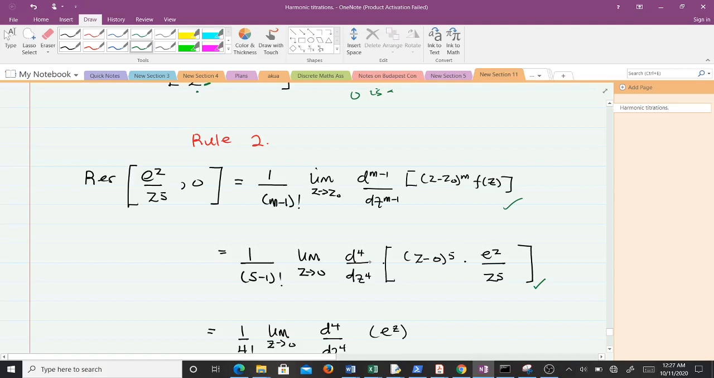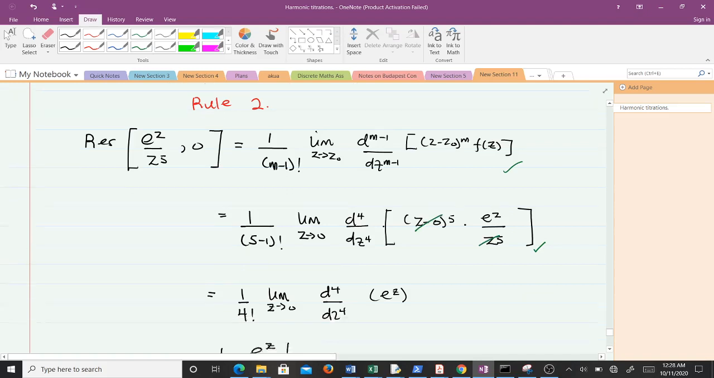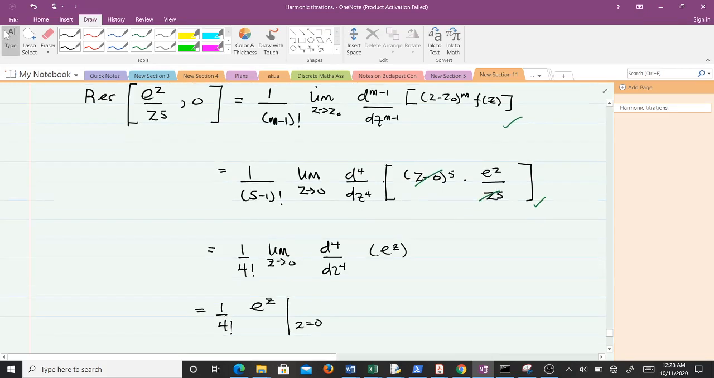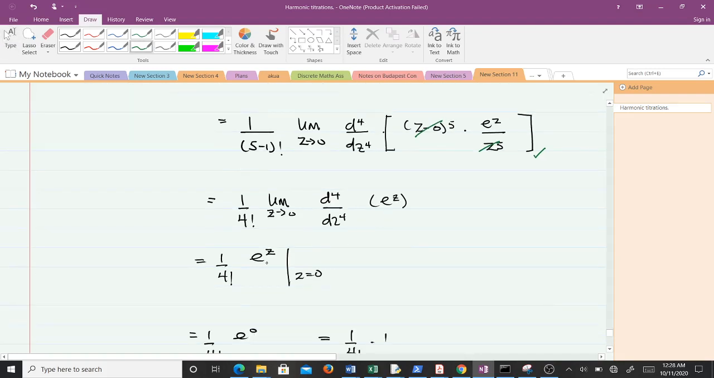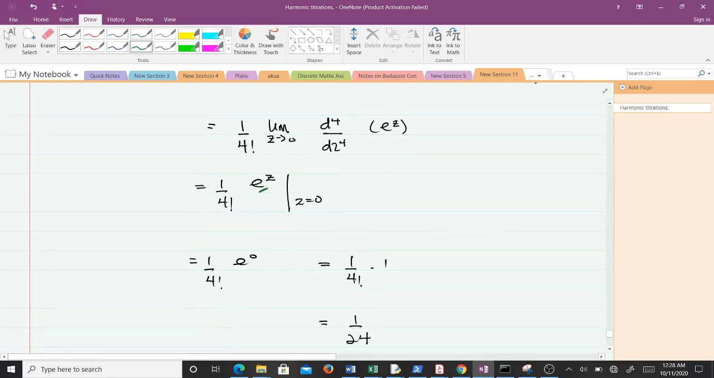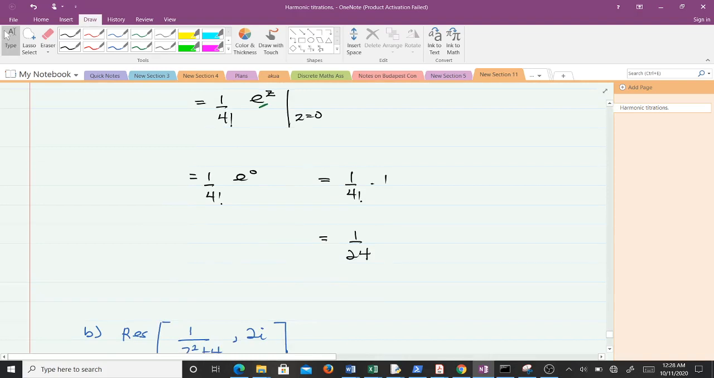So we have to differentiate. So this will cancel this. Then we have to differentiate e^z 4 times. But you should know that for the exponential function, even if you differentiate it 1,000,000 times, it will still be the same thing. Okay, that's when you have e^z. So even when you differentiate this 4 times, you'll still get e^z here, and we have 1 over 4 factorial here. Then we put in 0. So when you put in 0, you get e^0, which is the same as 1. So this will give us 1 over 4 factorial times 1. And 4 factorial is 24. So this equals 1 over 24.